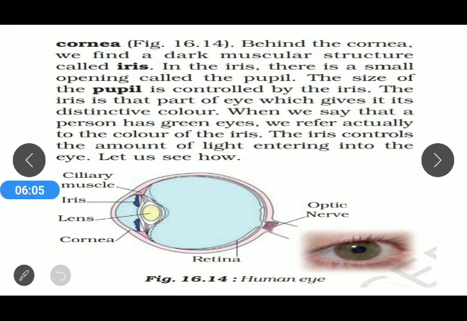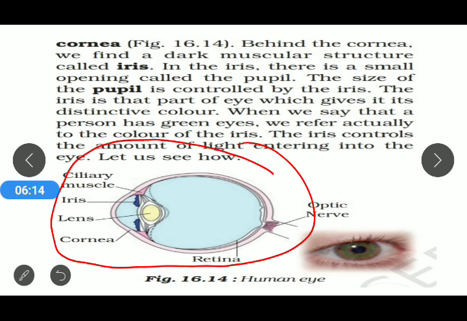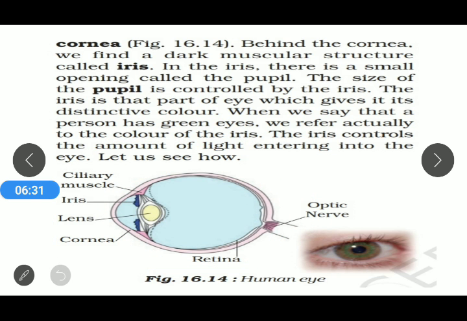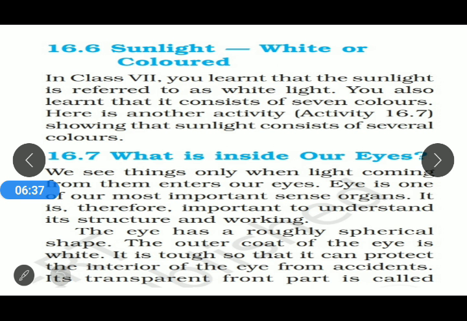First of all, you can see in the picture the structure of a human eye. The eye is roughly spherical in shape. The outer coat of the eye is white. It is tough so that it can protect the interior of the eye from accidents.